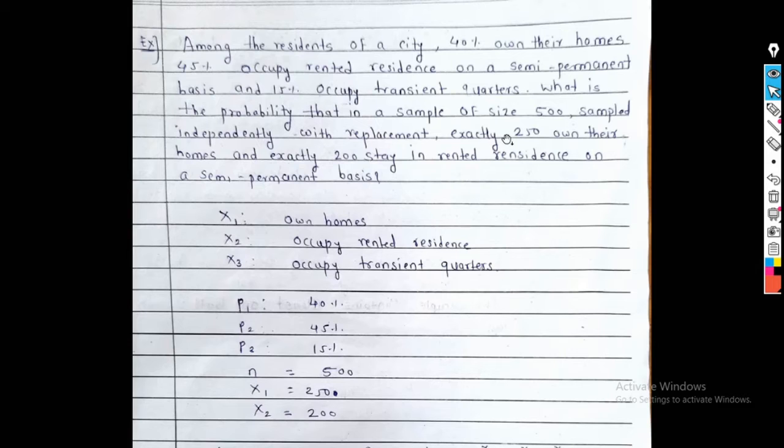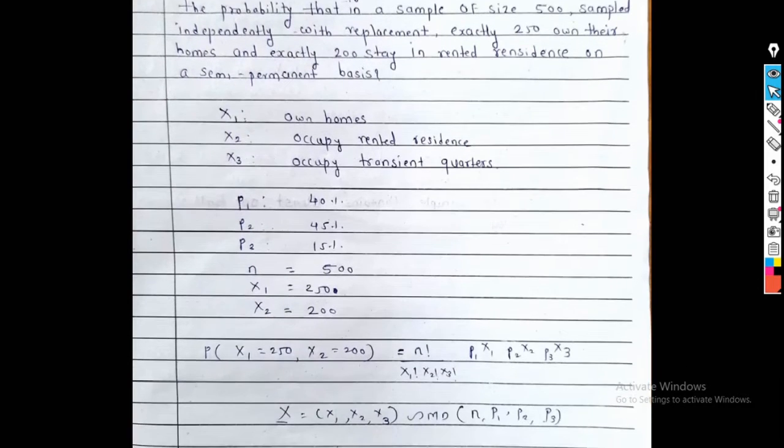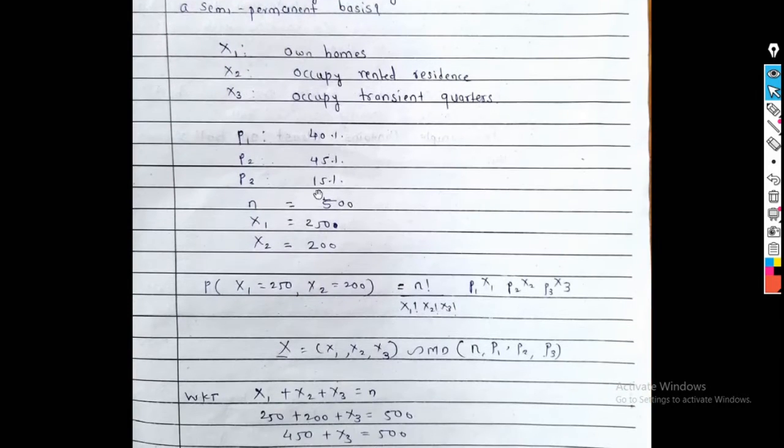And what do we have to calculate? We have to calculate the probability that the sample contains exactly 250 who own their homes, so x1 is 250, and exactly 200 who stay in rented residence, so x2 is 200. So simply, we have to calculate the probability that x1 is equal to 250 and x2 is equal to 200.